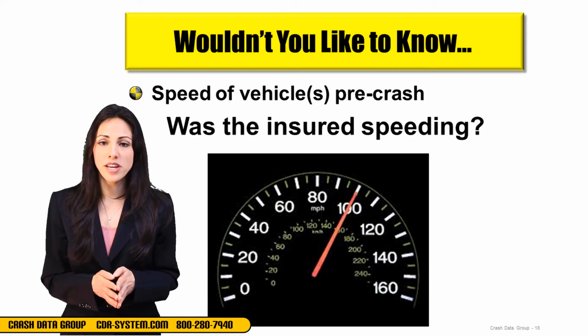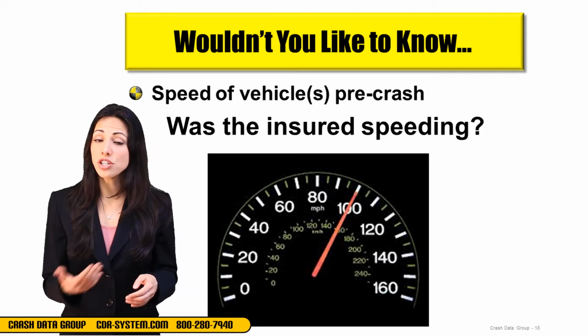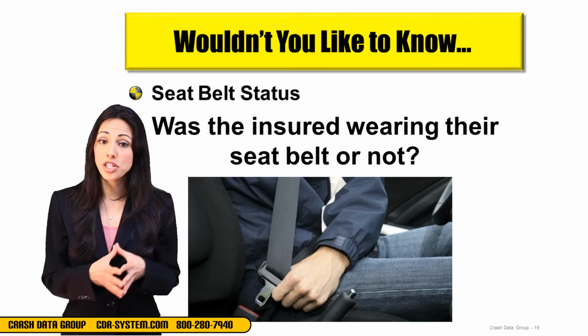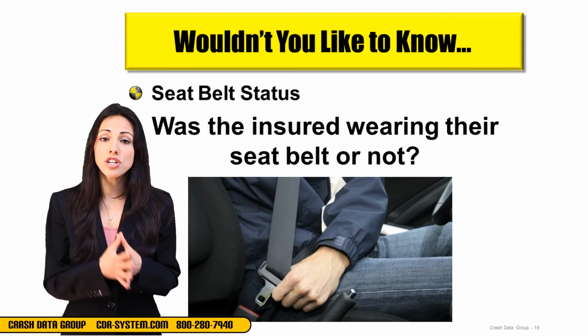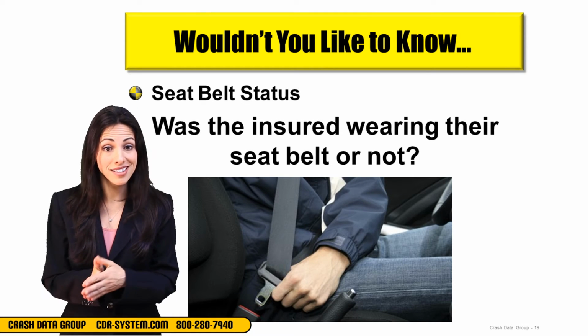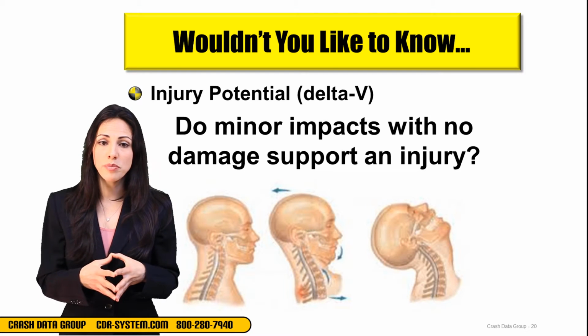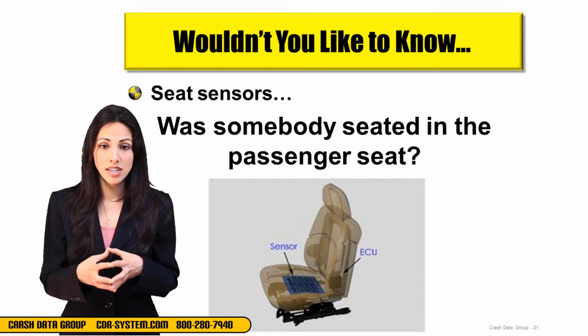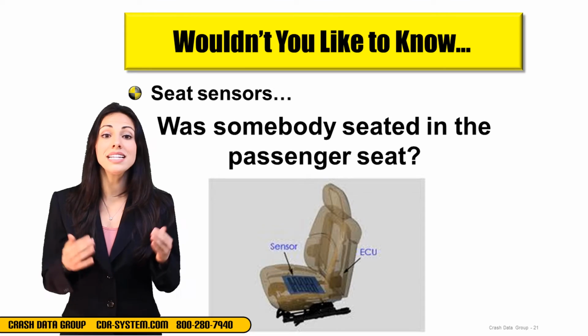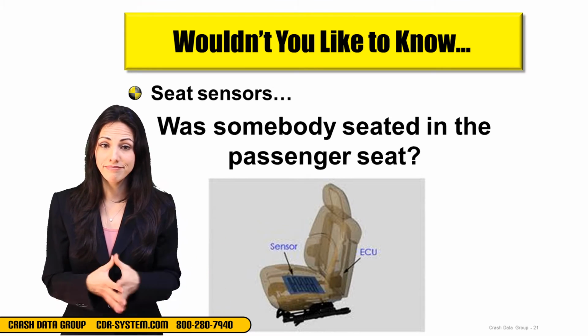The pre-crash speed of the vehicle or vehicles. Was the insured speeding? Determine seatbelt status. Was the insured wearing their seatbelt or not? Determine injury potential through delta V measurements. Seat sensors. Was somebody seated in the passenger seat?